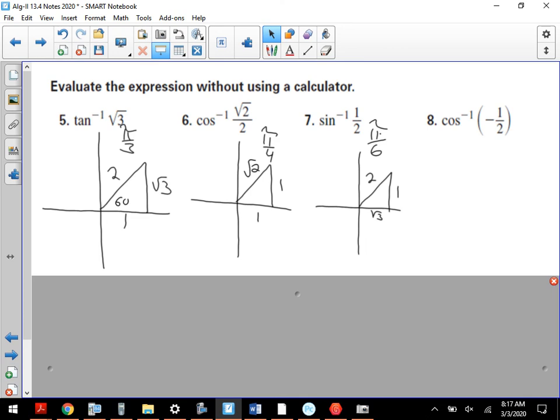For 8, actually it's second quadrant. None of them go to the third. So cosine, it's negative. So it's over here. So here's your -1. Here's your 2. That has to be your √3.